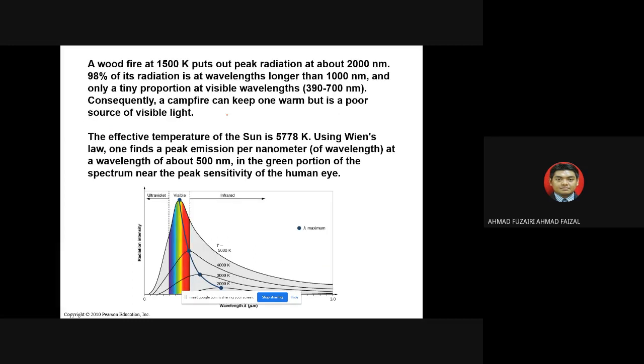Okay, this is the difference between a wood fire and the effective temperature of the sun, where you can see that the peak is shifted to the right when you plot the intensity against wavelength. Most of the peak at the very hot temperature will be visible compared to 2000 Kelvin.